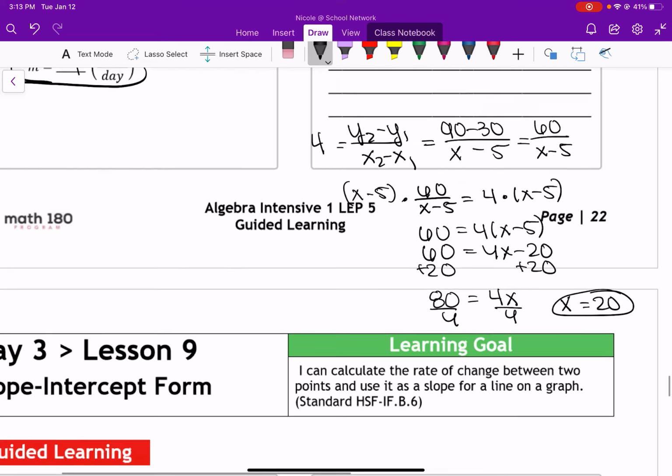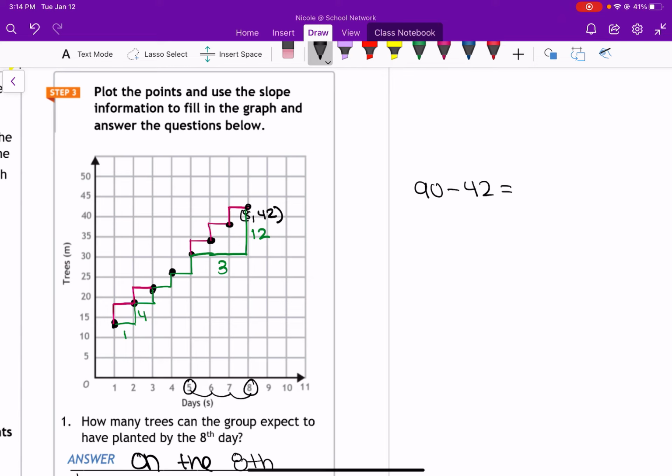And we can just look at where we are at now. So we're at 42 now, and that's at 8 days. So what is the change from 90 to 42 on our graph? So here we want to get to 90. So 42, we have 90 minus 42. How many more days? So we have 90. That's 48 more days. So 48 more trees.